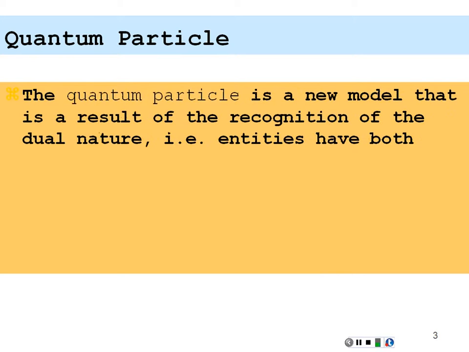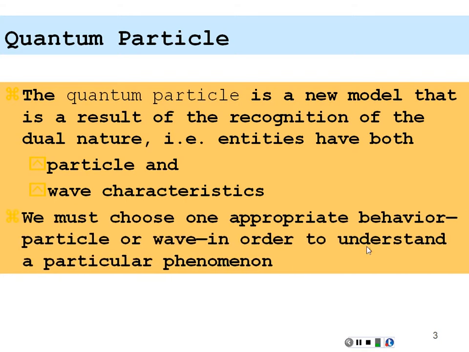The quantum particle is a new model that is the result of the recognition of these two dual behaviors, this dual nature. In other words, these entities have particle and wave characteristics. We must choose one appropriate behavior, particle or wave, that we wish to understand. In order to understand a particular phenomenon, we are going to see one or the other.